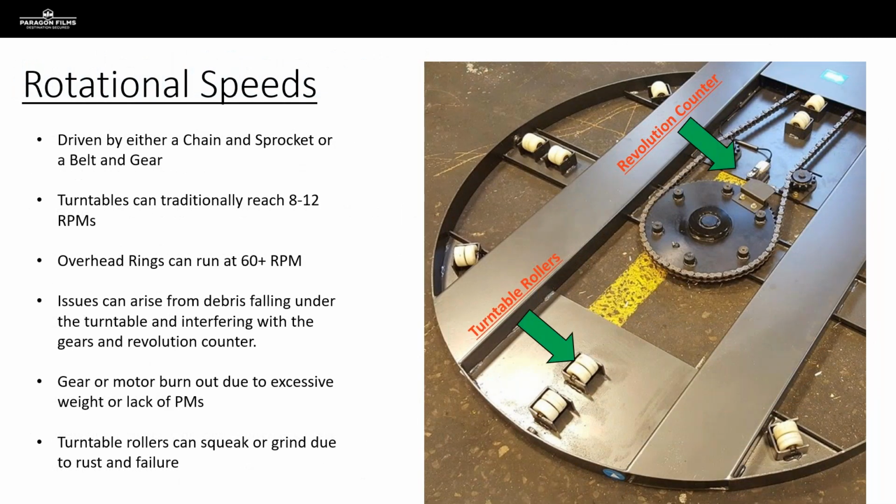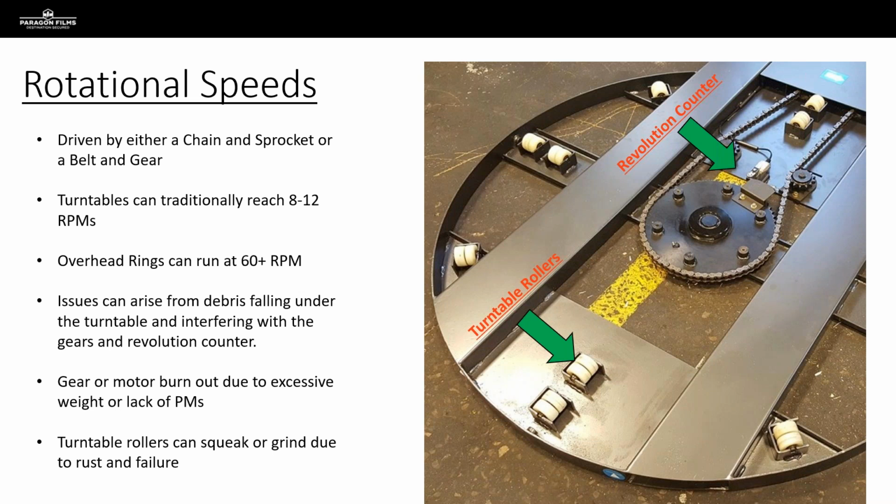So as we talked about, rotational speed has a great impact on containment. You can see on the picture there, you have the revolution counter and the turntable rollers, in which the turntable will revolve around to get that amount of revolutions for the containment. Turntables typically 8 to 12 RPMs, like I said, overhead ringers 60 RPMs, and all of this impacts containment, right?